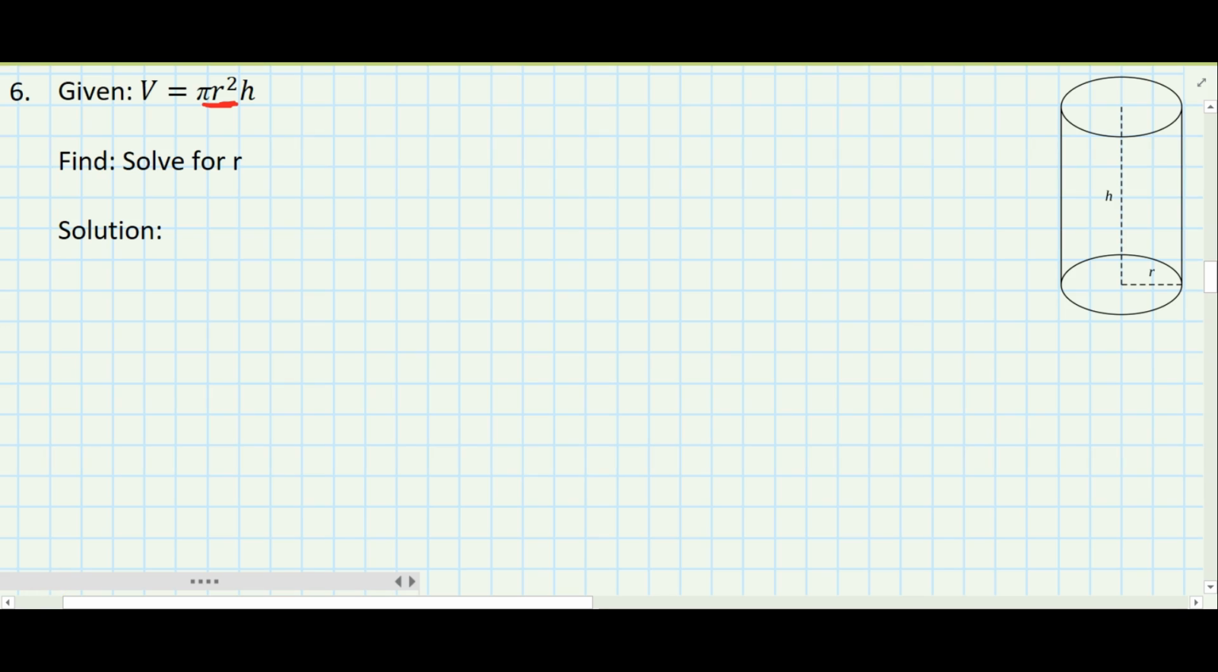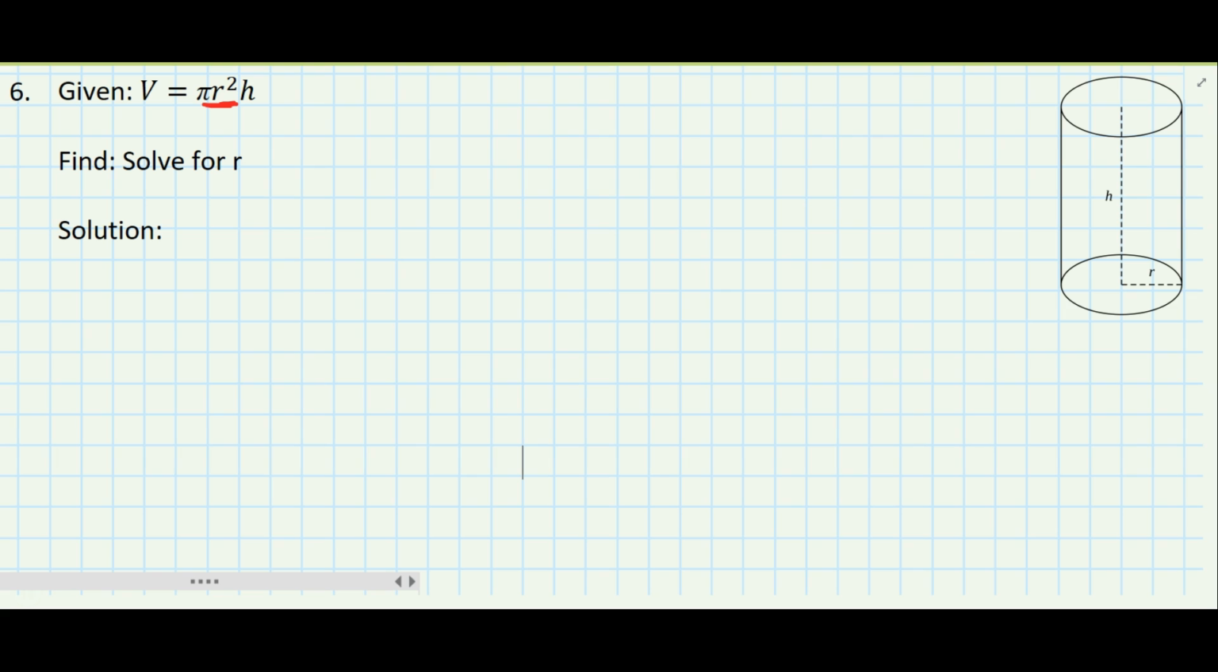In applied algebra problem number 6, we're given a common scenario where we're not looking for a numerical answer. We just want to rewrite an equation in terms of a variable that we'll need to find a lot in the future. For example, we have this volume of a cylinder formula, and it's very common to want to determine a radius based off a given volume and height rather than determining the volume.